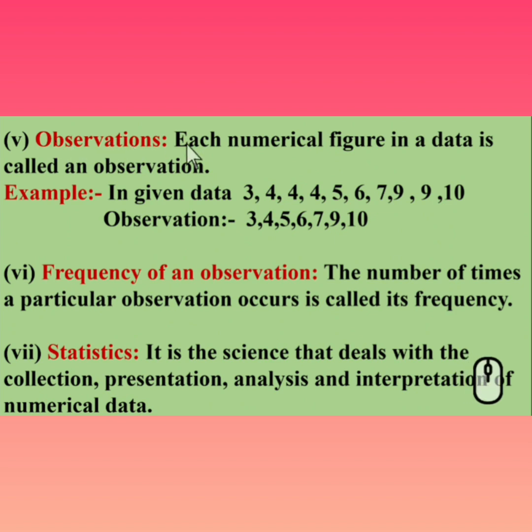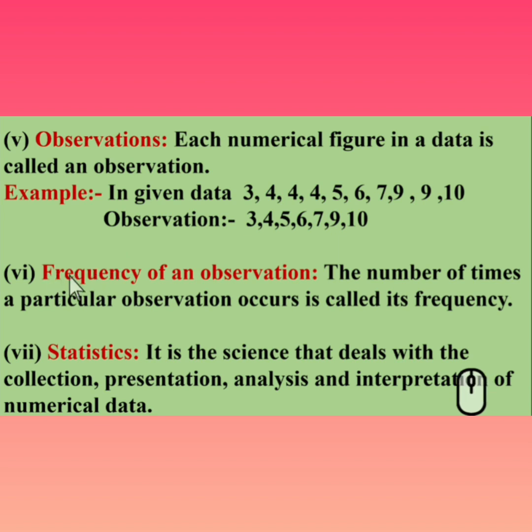Next is observations. What are observations? Each numerical figure in a data is called an observation. So in the given data we have 3, 4, 4, 4 three times, 5, then 6, then 7, then 9, 9 and 10. So here the numbers are 3, 4, 5, 6, 7, 9 and 10. These numbers are called observations. Each numerical figure in a data is called an observation.